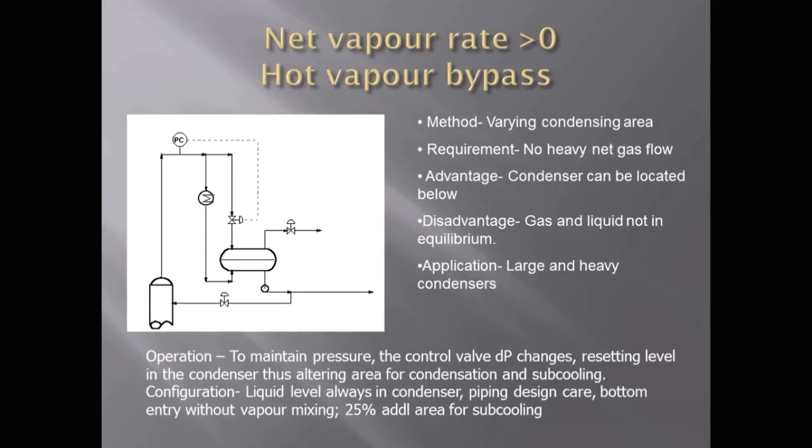This method is for total condensers, but it employs a net vapor bypass, hot vapor bypass, and the technique involves varying the area for condensation in the condenser. When you open the bypass, the pressure inside the drum changes, and this will vary the level of the condensate in the condenser. So when the area is changed, the condensation varies and the pressure is altered.